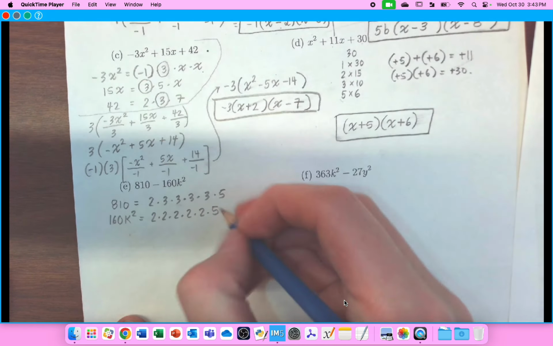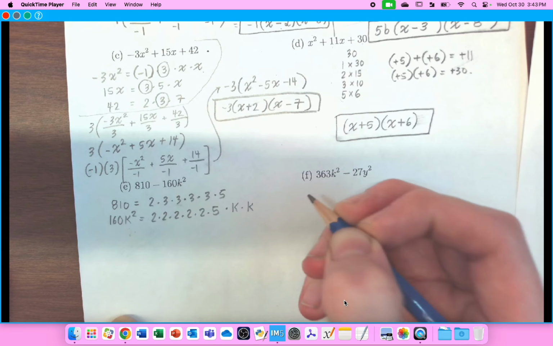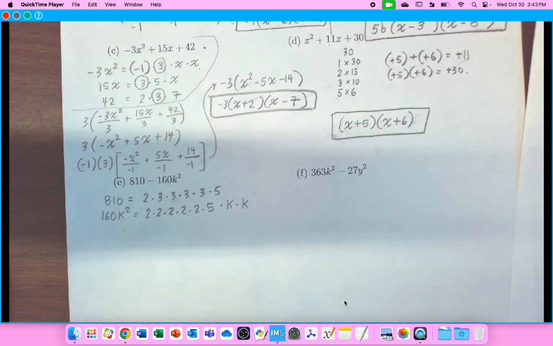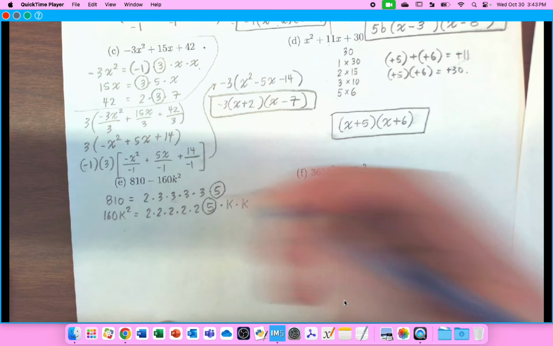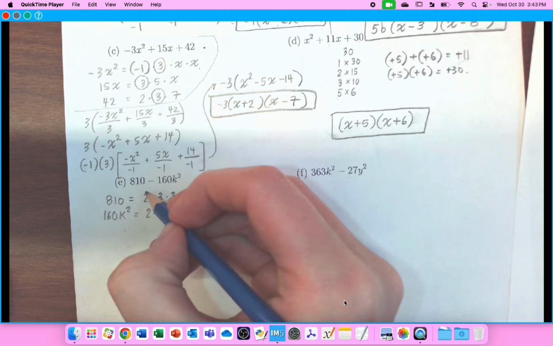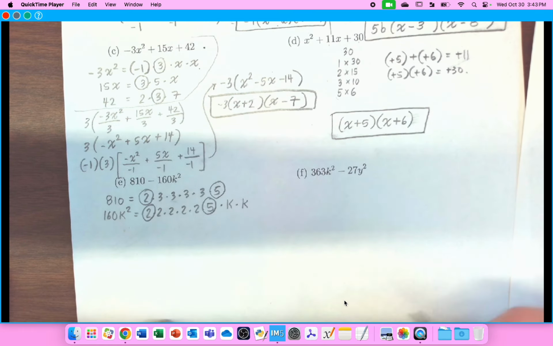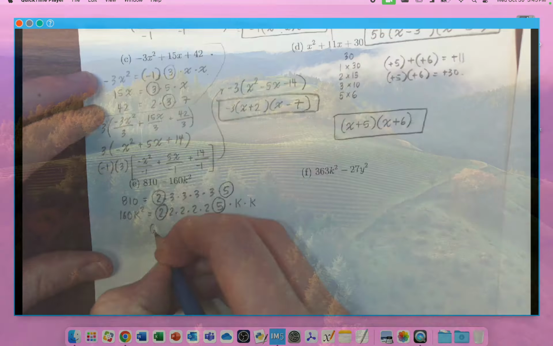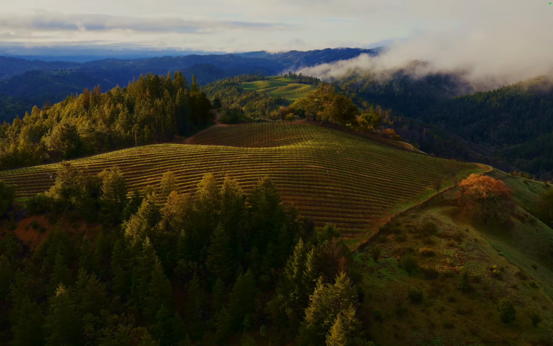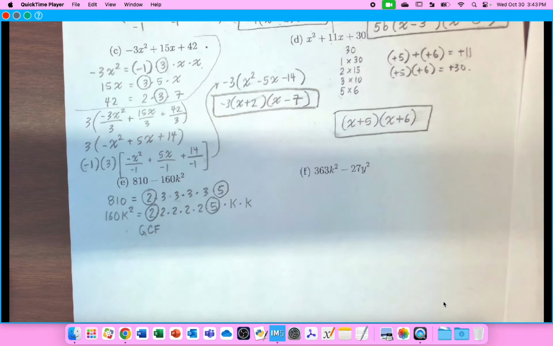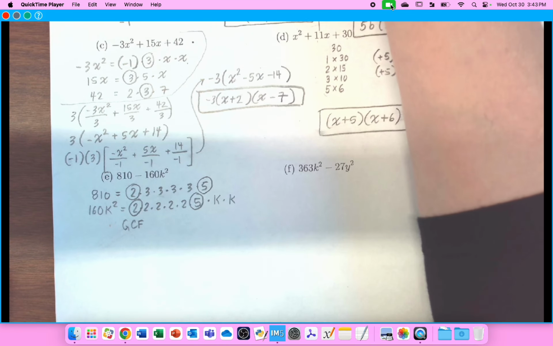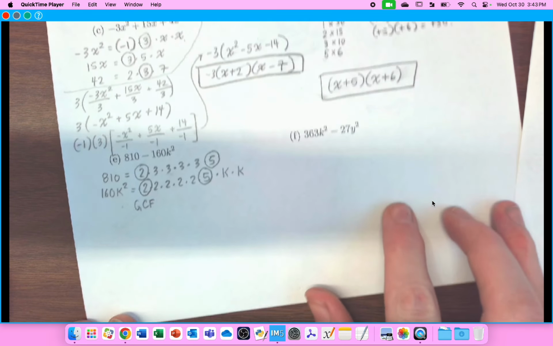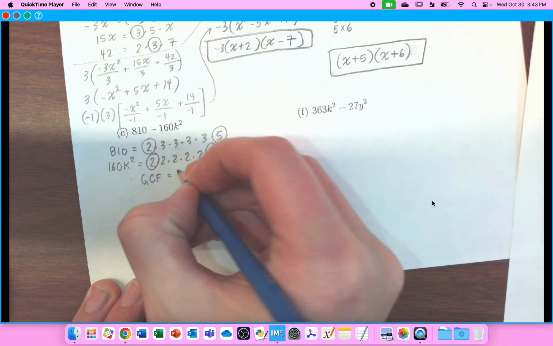Cool. And then I also have my little k's in there. So what would be my greatest common factor? Well, there's a factor of 5. There's a factor of 2. That's it. Okay, hopefully I'm still recording. I think I am. So, GCF is 10.